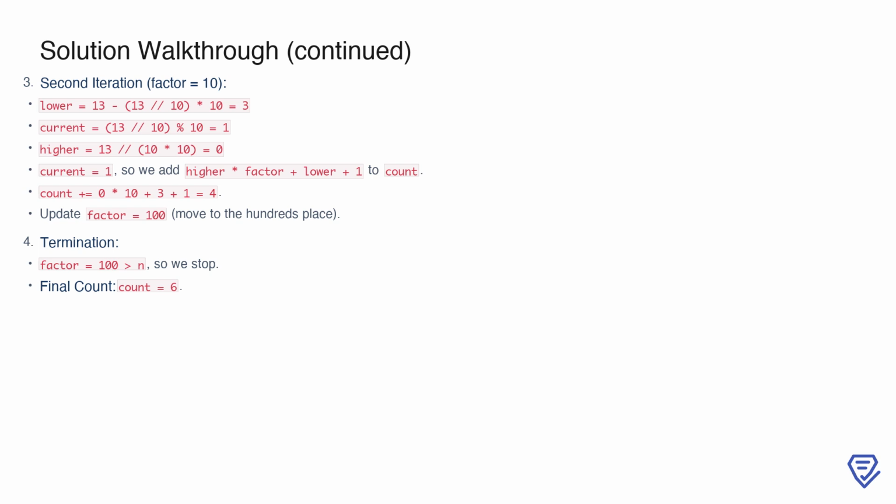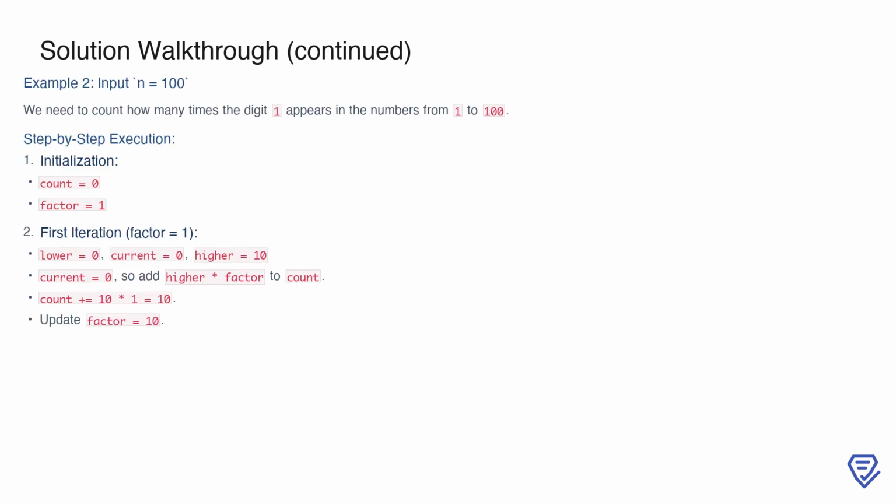In the second iteration, with factor now equal to 10, we again calculate the 3 components. Lower, the remainder when 13 is divided by 10, is 3. Current, the digit at the tens place, is 1. Higher, which represents digits to the left of the current place, is 0. Since current is exactly 1, we calculate the contribution of this place using the formula higher * factor + lower + 1. This adds 4 to count, bringing the total to 6. At this point, we update factor to 100. However, since factor is now greater than n, we terminate the process. The final count of digit 1 in numbers from 1 to 13 is 6.